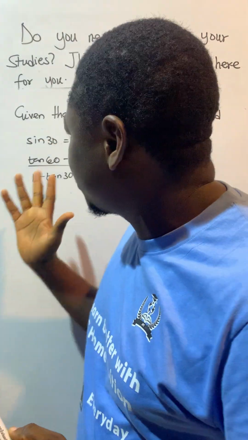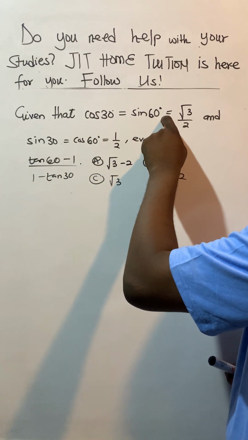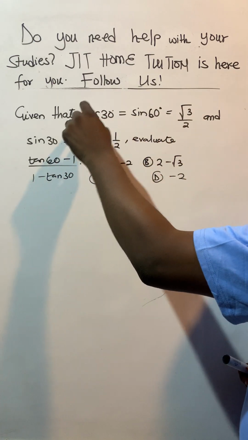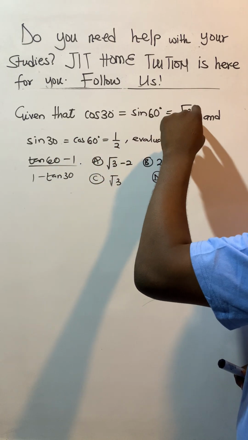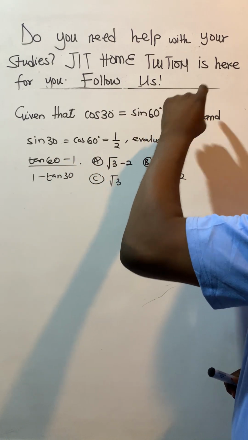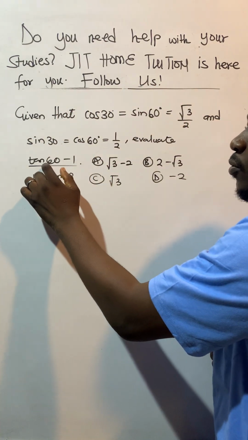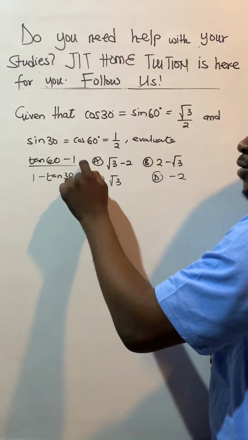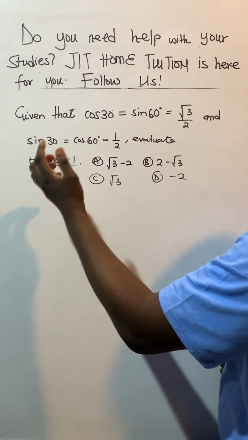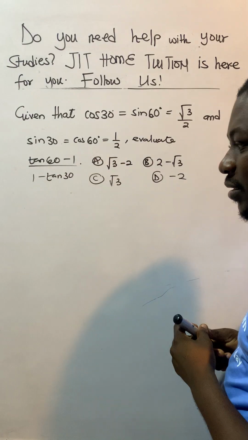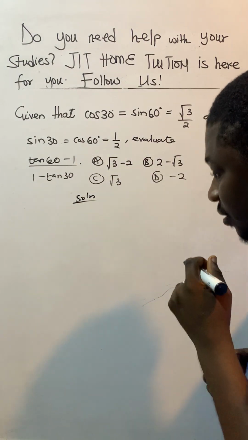So today we have this question on the board to solve. The question says that cos 30 is equal to sine 60, and sine 30 is equal to cos 60, and they want us to evaluate (tan 60 minus 1) divided by (1 minus tan 30). How do we go about this?